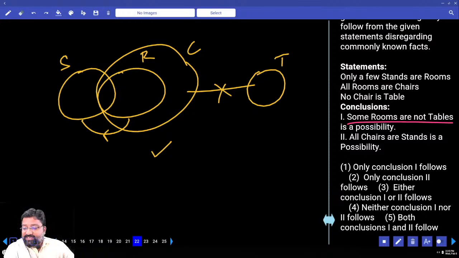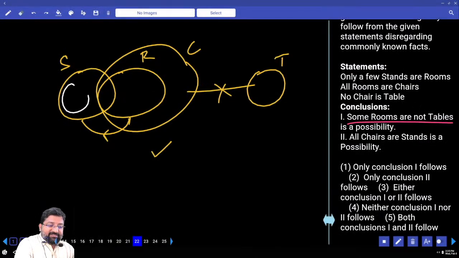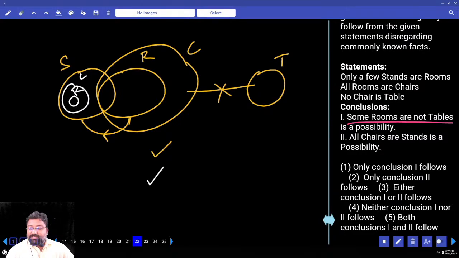Next, all chairs are stands is a possibility. Can I take all the chairs inside stands? If I take all the chairs inside stands, R will also go. But arrow mark, is it helping? When I take all the chairs inside stands, I will also take R. Can R go inside S? Yes. Is it a possibility? Yes. What's the answer? Both 1 and 2.